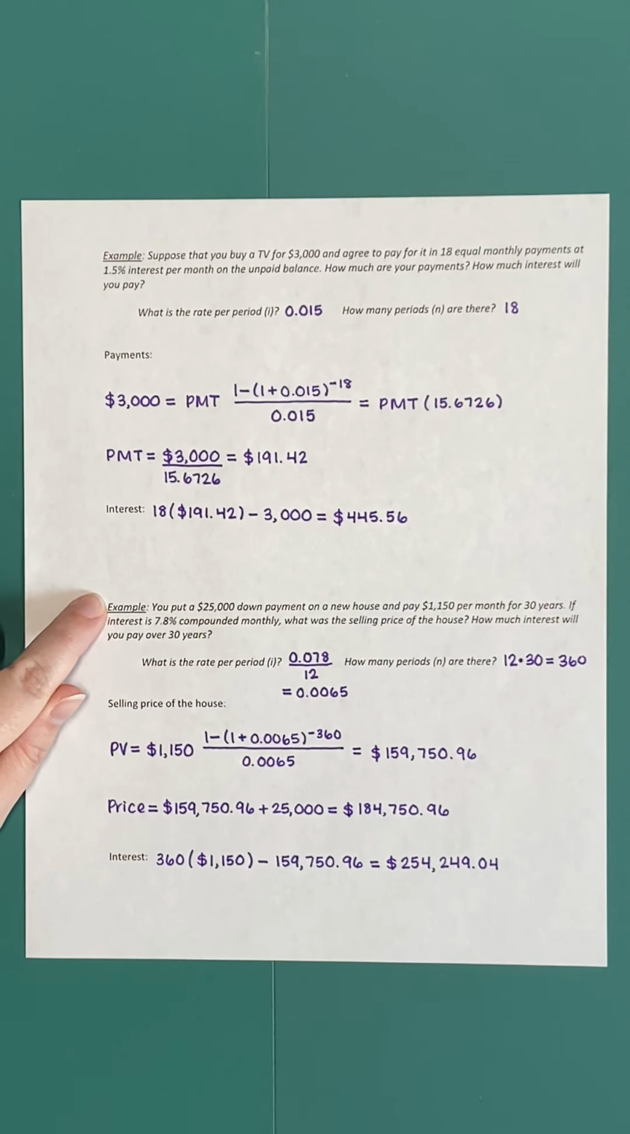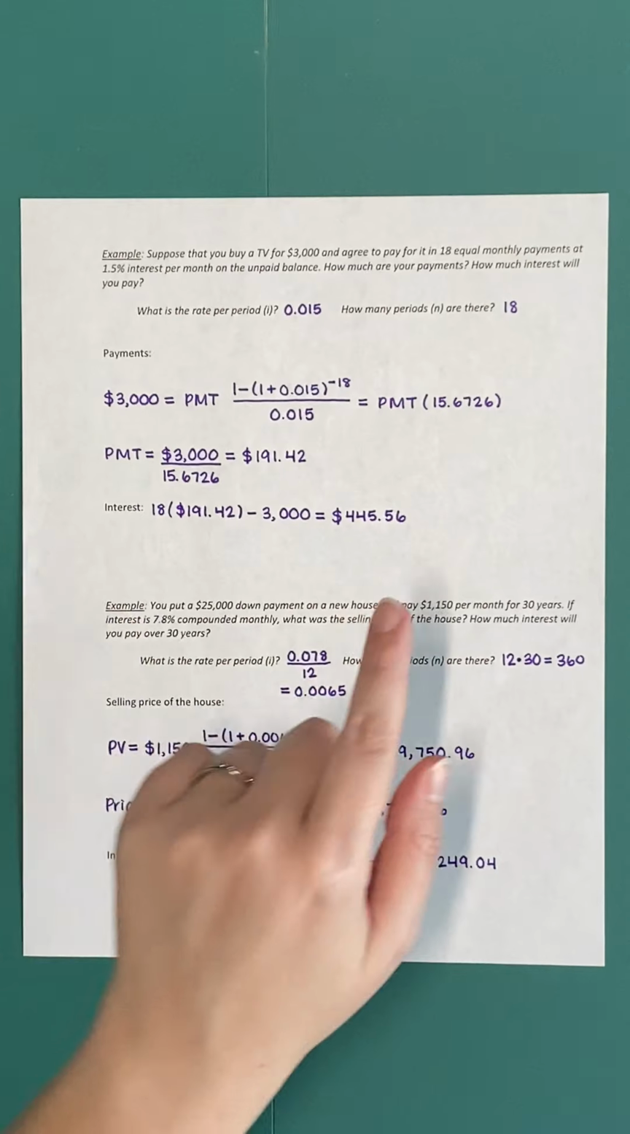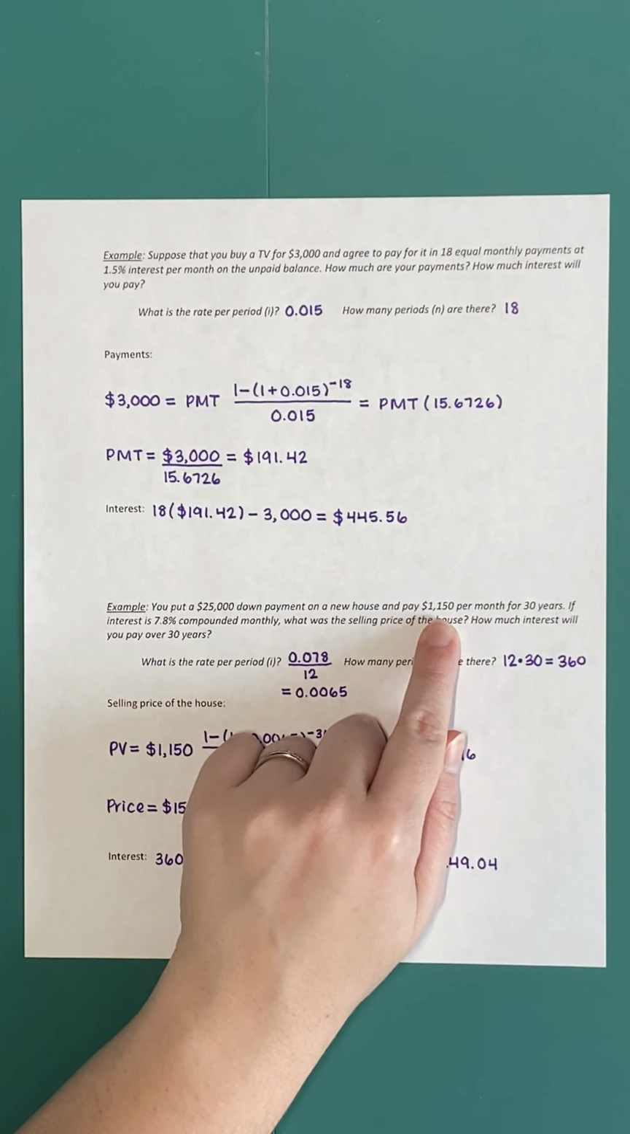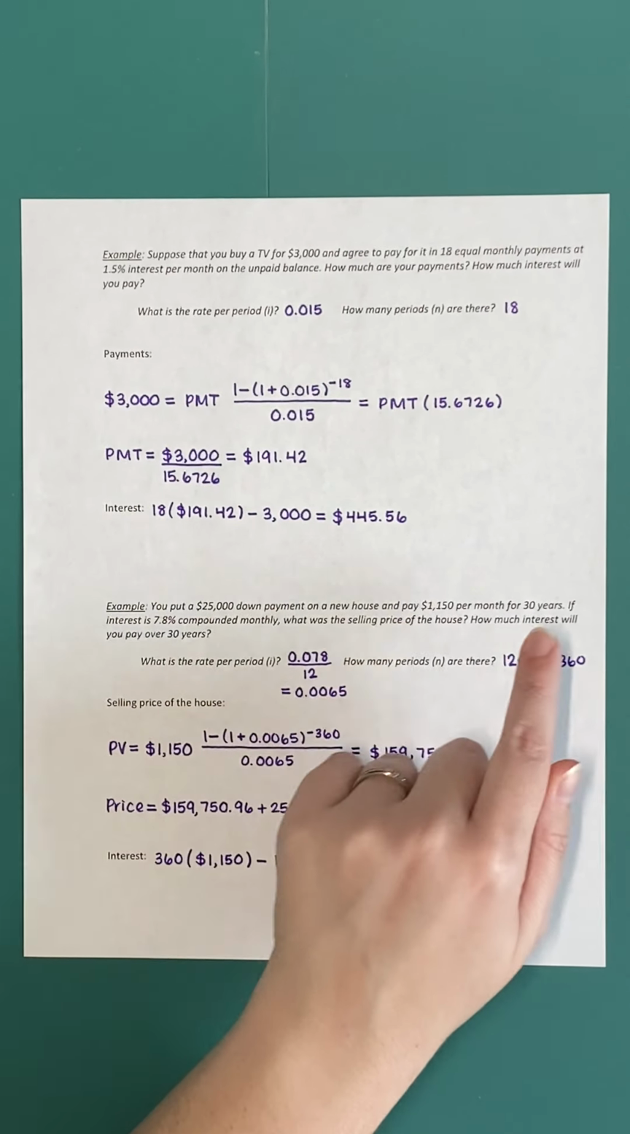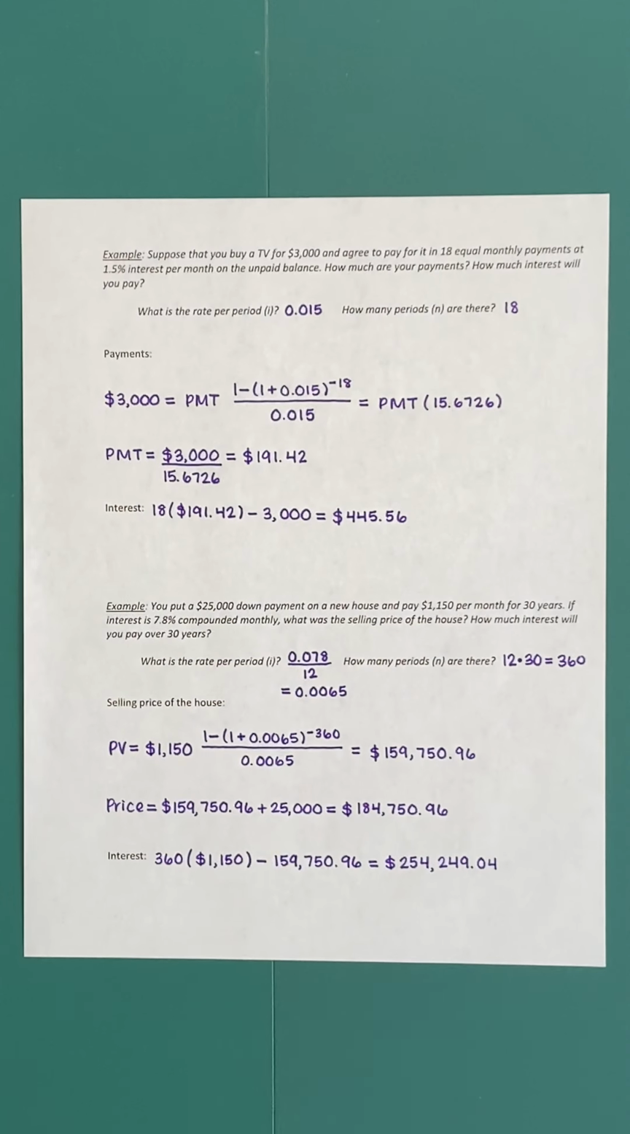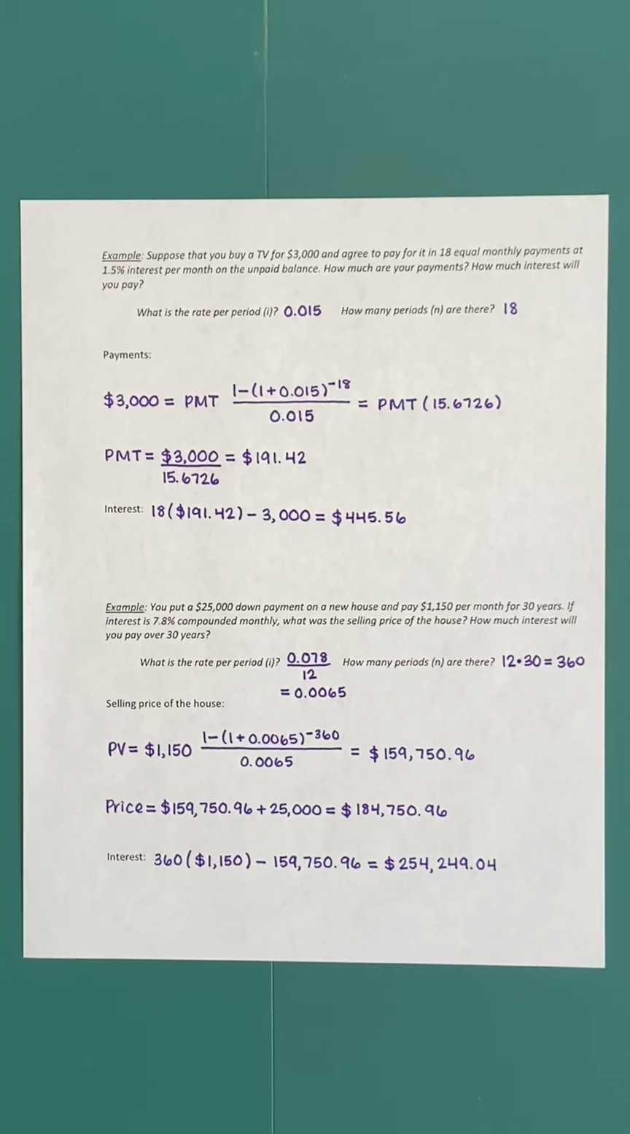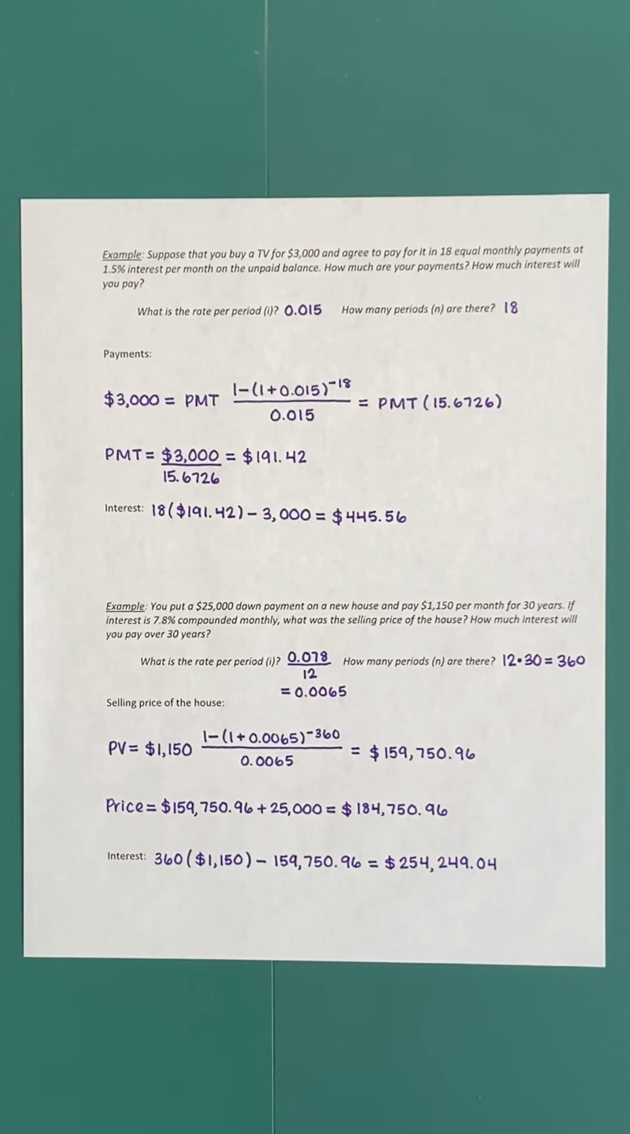Okay, so for example, we put a $25,000 down payment on a new house, and we've determined that we have to pay $1,150 per month for 30 years. So that's going to be our monthly payment to pay off this house. If interest is 7.8%, and that's compounded monthly, what we want to know is what was the selling price of the house, and then also how much interest are you going to pay over 30 years.